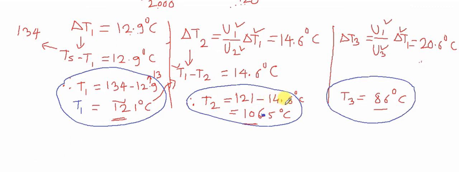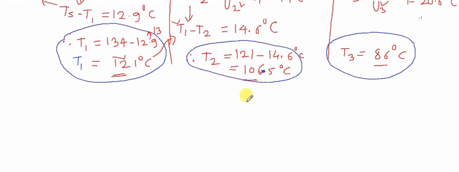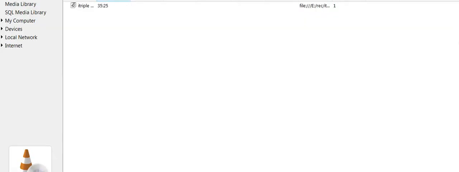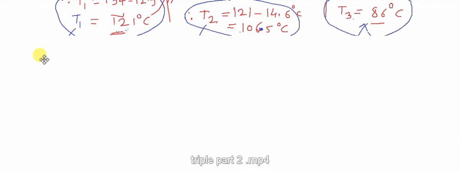So now we go for another calculation. You will use this in the calculation. Now here you please note that for this temperature, your effect. So first effect temperature we have here T1 121.1 degrees Celsius, T2 106.5 degrees Celsius, and T3 86 degrees Celsius.